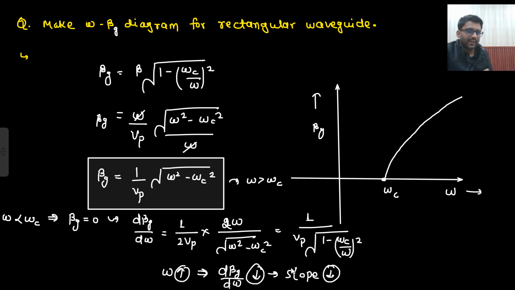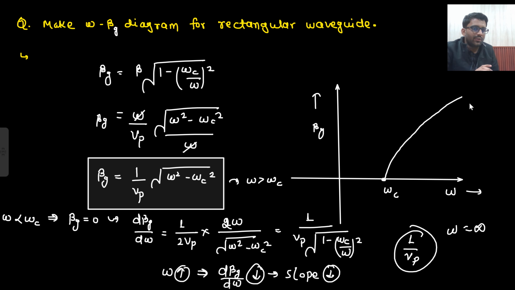right? And at omega equals to infinity, the slope will be 1 by Vp. At omega equals to infinity, if you put omega equals to infinity here, what you will get, this will be 0. So slope will be 1 by Vp. Sorry, at omega equals to infinity, the slope is not 0. If slope was 0, then I would have made the graph like this, the flat line. But there is no flat line. The slope will keep on increasing and it will stop at 1 by Vp. So maximum slope will be 1 by Vp.